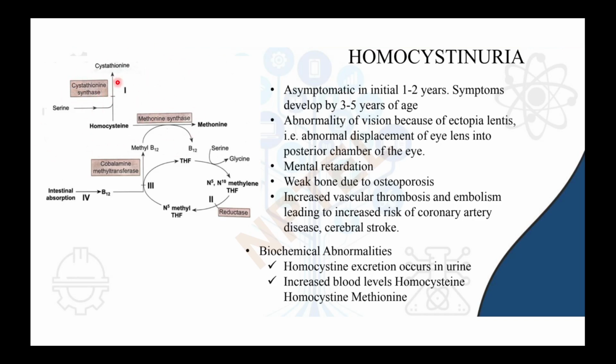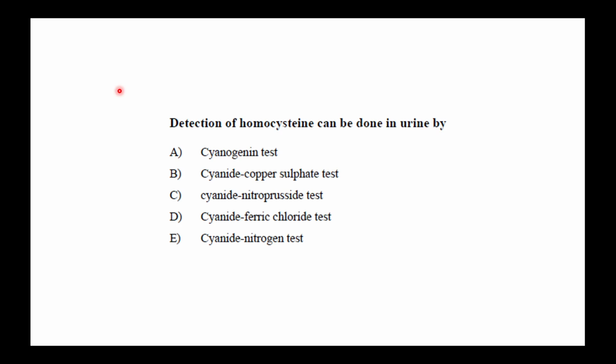So, deficiency of cystathionine synthase can lead to accumulation of homocysteine in urine and blood, causing the condition called homocystinuria. Okay, I hope that's clear.